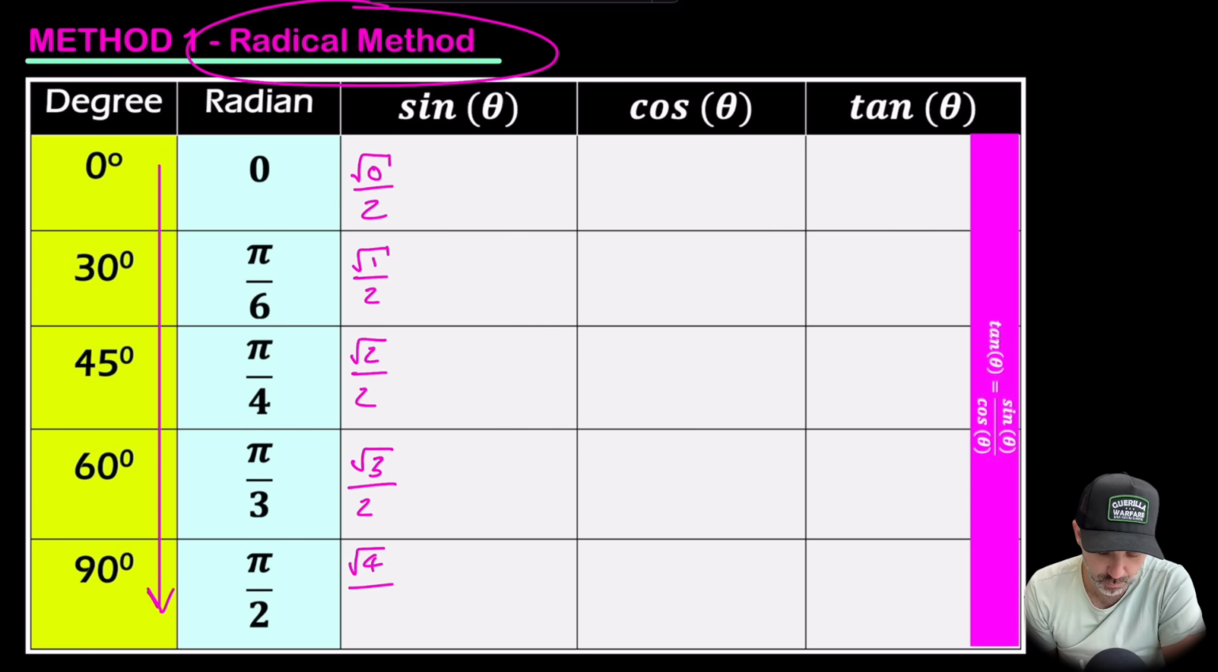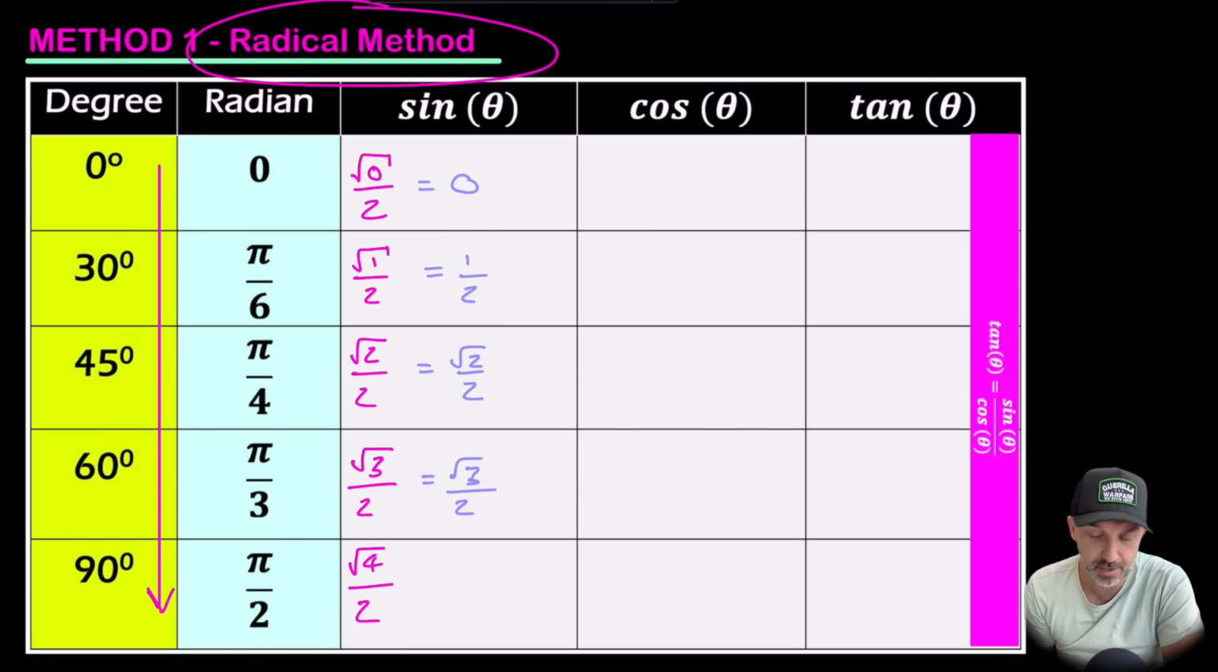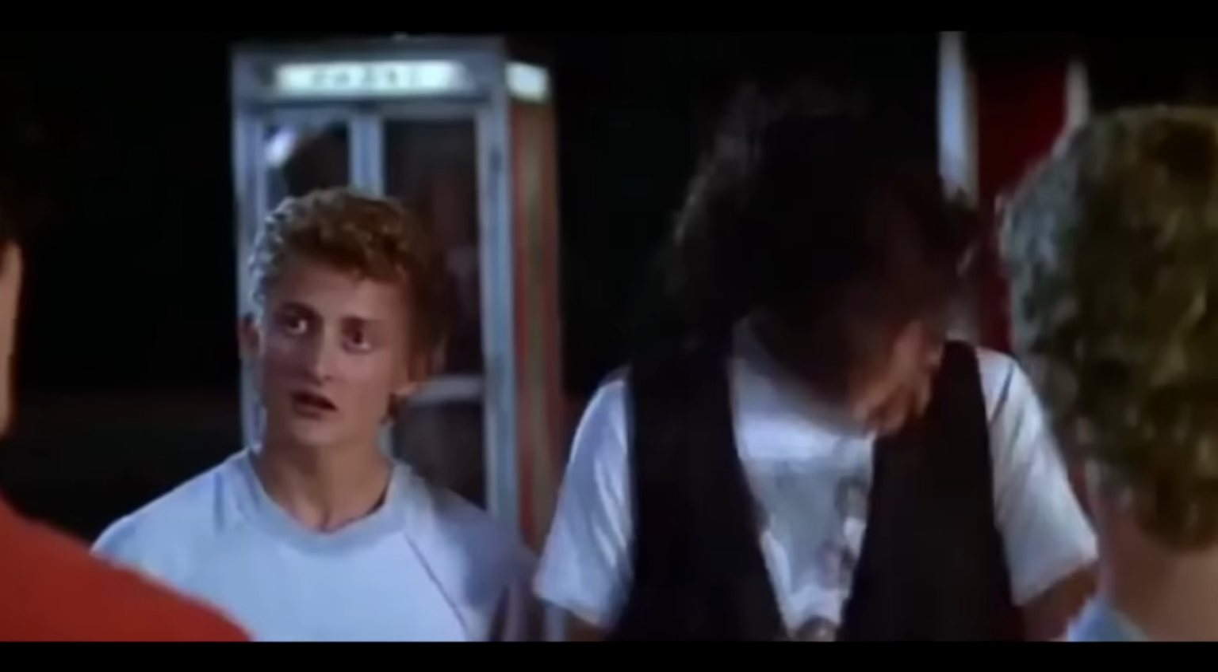Now all we have to do is simplify each one of those expressions. So root 0 over 2 is 0. This is just going to be root 1 over 2, which is a half. Root 2 over 2, I'm just going to leave it as root 2 over 2. Root 3 over 2, I'm going to also leave as that. And root 4 is 2, so 2 over 2 is 1. No way. Yes way!